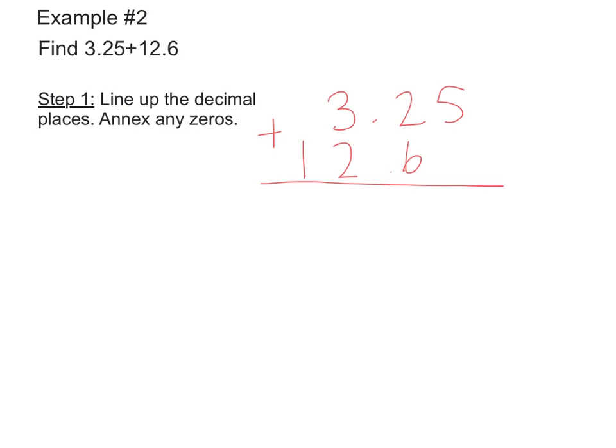If you notice, we have some empty spaces. This is where step 1 comes in. It says annex any zeros. That means any places there are blanks, we can add a 0. That'll help when we add it.